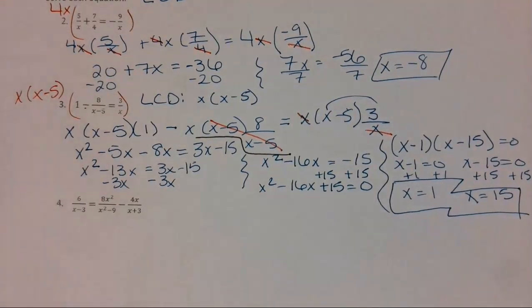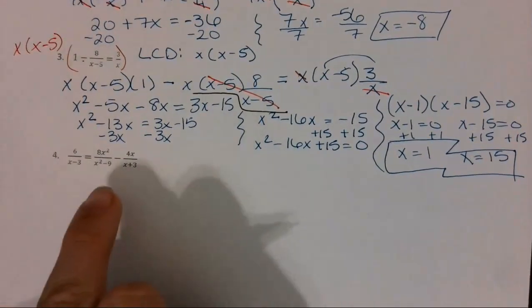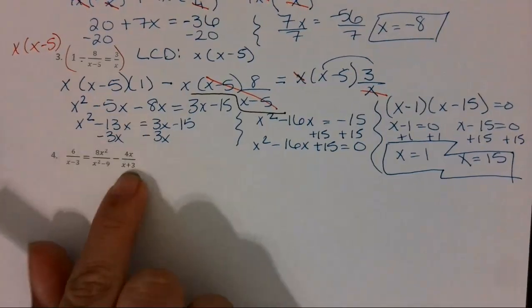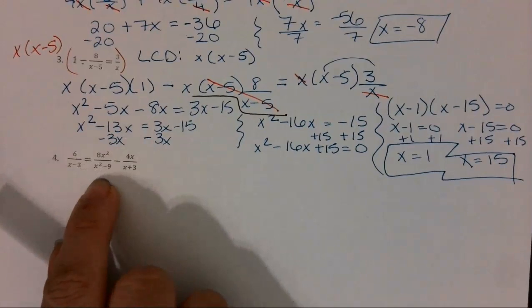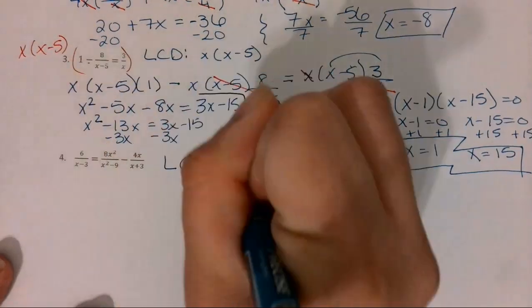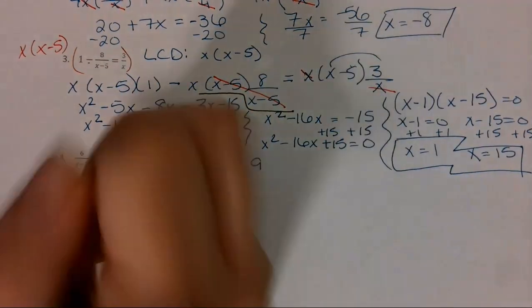Okay. Then on number 4, if I take a look, I have x minus 3, x squared minus 9, and x plus 3. What I want to do here is find what they all multiply to. Notice x minus 3 times x plus 3 would give me x squared minus 9. So let me first say what my LCD is here. My LCD here is x squared minus 9.